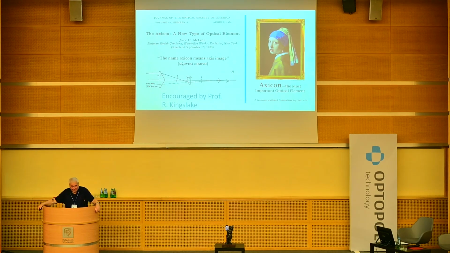Fifty years later, Januszewicz, a Polish guy with two co-authors from Sweden, published an article which is like a humor: Axicon, the most important optical element. It of course was a little bit of a smile, and you see the painting of Vermeer called Girl with a Pearl Ring. You see the pearl ring in the air? It means the most important optical element. It's a comparison.